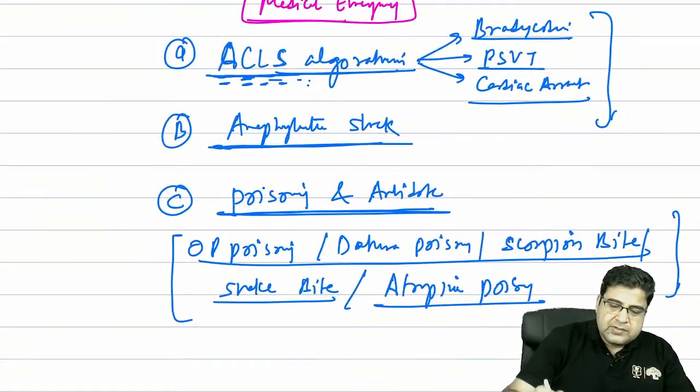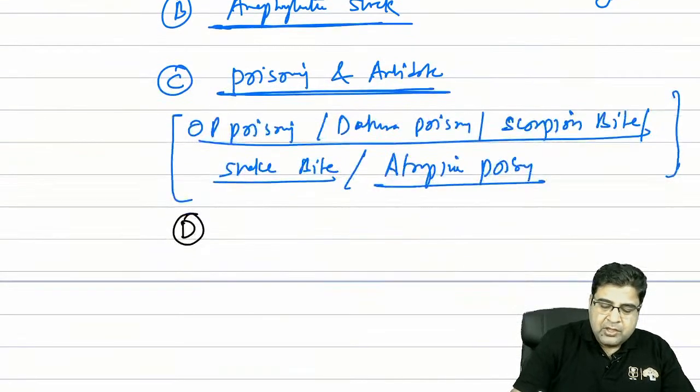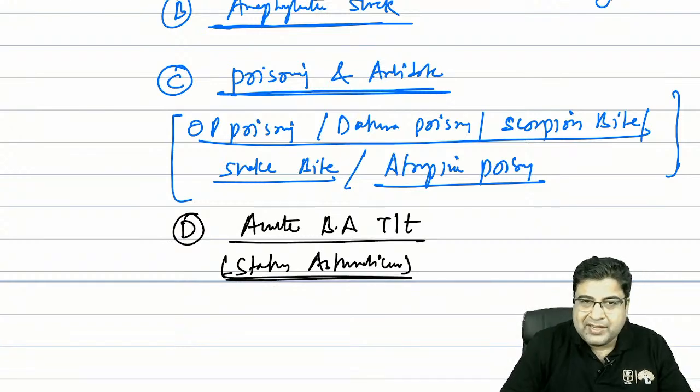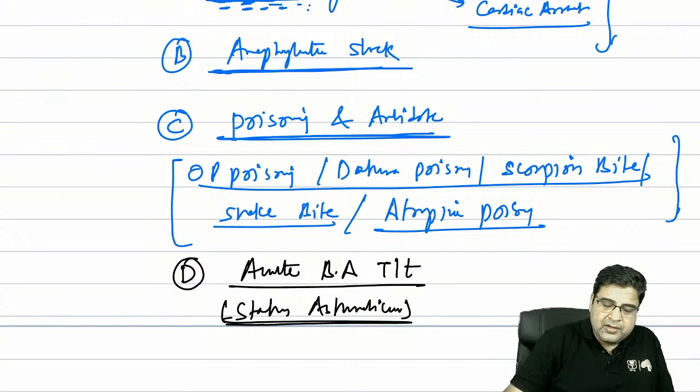Now, in the autonomic nervous system or respiratory system, you have to read the treatment of acute bronchial asthma. So how to treat acute bronchial asthma? That is status asthmaticus. This is also important. So status asthmaticus is important, right?